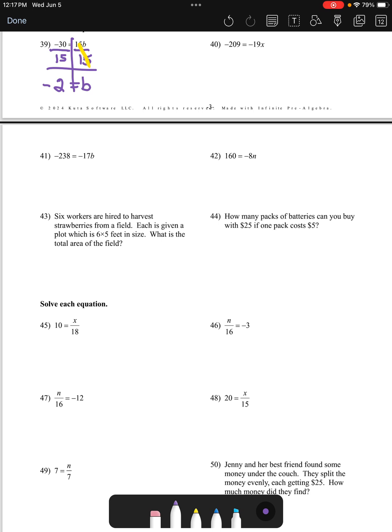Number 40, we have negative 209 equals negative 19x. You're probably not liking me very much right now. That's okay. How is the negative 19 attached to x? By multiplication. So how will we remove it from the x? By division. We will divide by negative 19, and we'll do that on both sides. We already know that the 19s will each cancel out on the right side, leaving our x alone. What we have to figure out is what is 209 divided by 19?